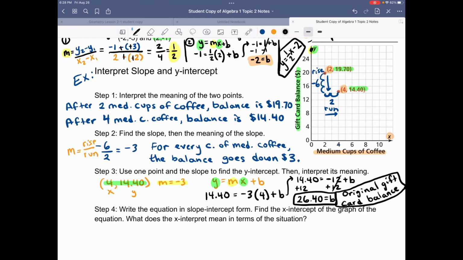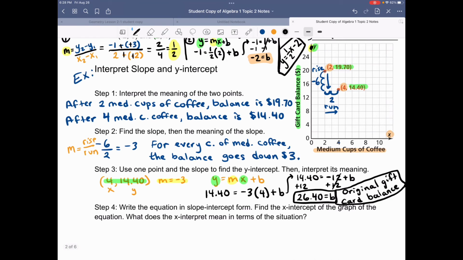Step 4. Write the equation in slope-intercept form. Find the x-intercept of the graph of the equation. What does the x-intercept mean in terms of the situation?